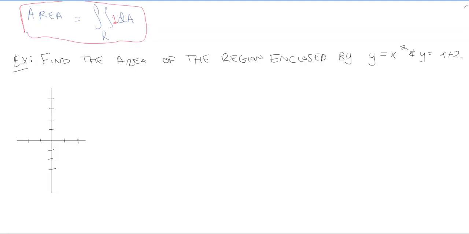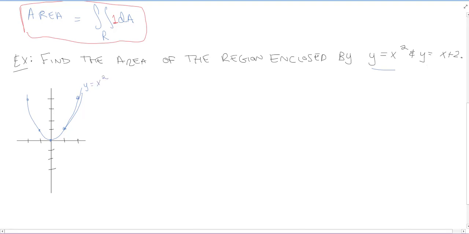In this example, we're going to find the area of the region enclosed by y equals x squared and y equals x plus 2. One of the best things to do first off is to draw what you're working with so you can visualize this region. We're going to graph this parabola first, y equals x squared, standard parabola at 0, 0. We have a point 1, 1, and then 2, 4, and then we'll mirror those points over. Let's draw this parabola real quick. It goes right about there. So that is y equals x squared.